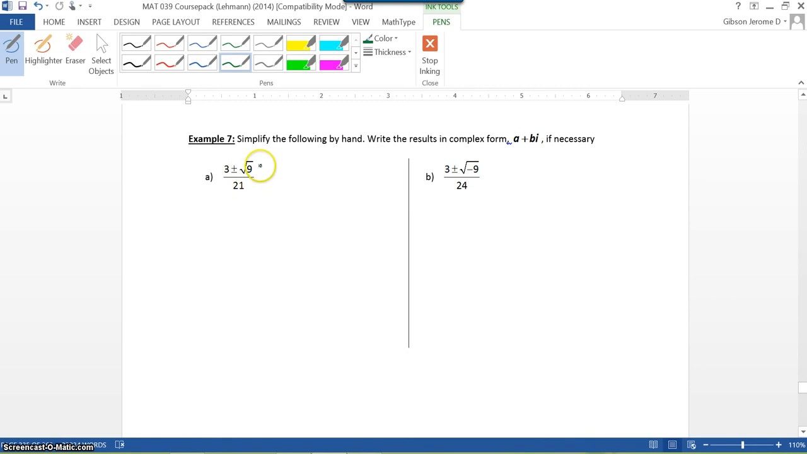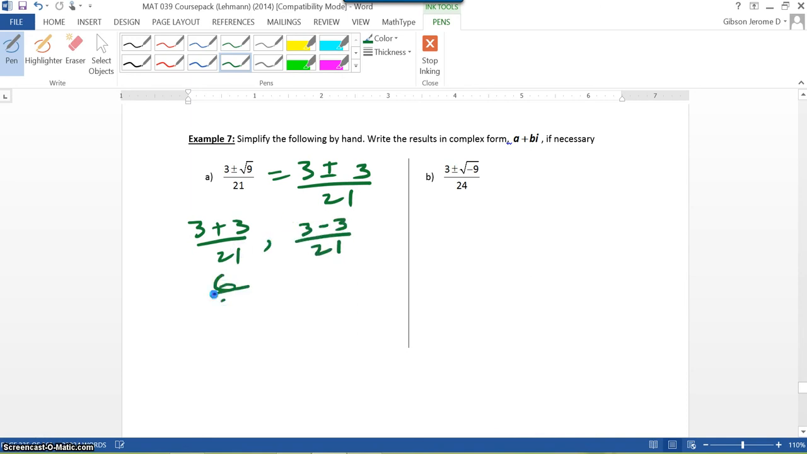Now we have 3 plus or minus the square root of 9, over 21. We know this would be 3 plus or minus 3 all over 21. Now we would do 3 plus 3 over 21, and we also would do 3 minus 3 over 21. So that would be 6 over 21, and this would be 0 over 21. We could divide both of these by 3, and that would be 2 sevenths, and 0 divided by 21 is 0. So that is our final answer.